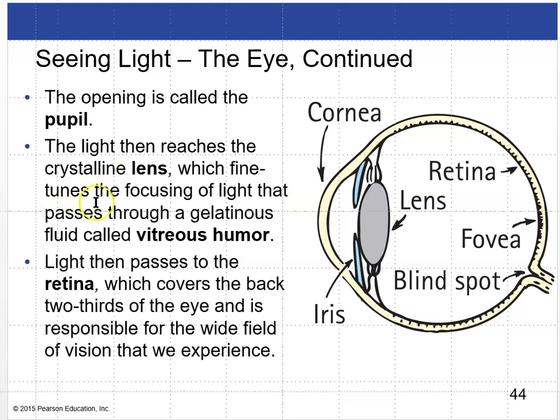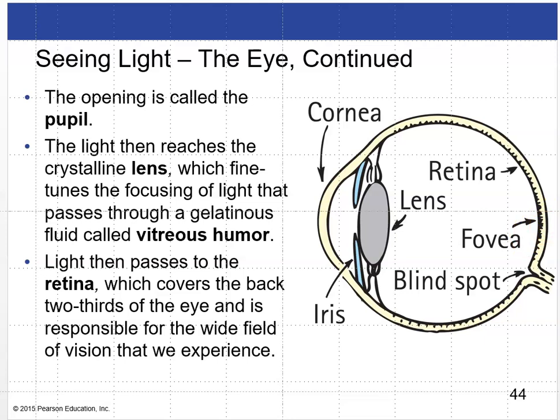or to open the eye in places of dim light to let you see better. The light will then, after it goes through this pupil, reach the crystalline lens, which fine-tunes the focusing of light that will pass through the gelatinous humor, which is in here, called the vitreous humor. It's a gelatinous fluid. And then eventually, the light will pass to the retina.